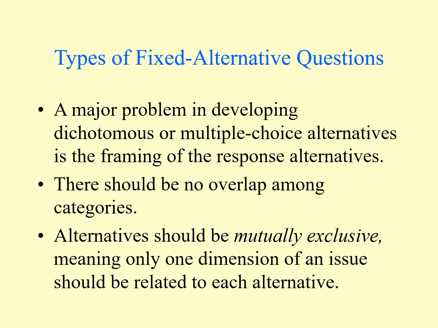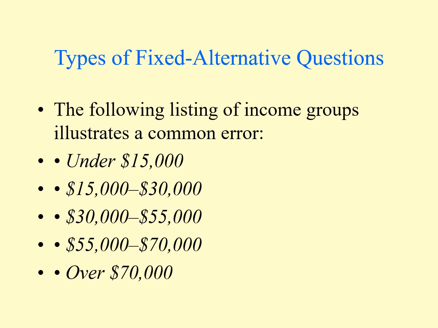Types of fixed alternative question. A major problem in developing dichotomous or multiple choice alternatives is framing of response alternatives. There should be no overlap among categories. Alternatives should be mutually exclusive, meaning only one dimension of an issue should be related to each other.